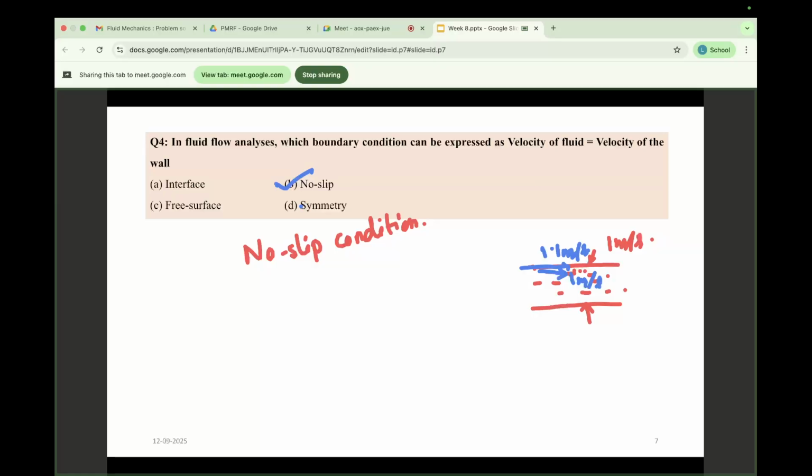And why are the other options not correct? The first option is the interface, which is the layer between two fluids. It doesn't guarantee that both fluids have the same velocity. It may happen that the first fluid has one velocity and the next fluid has another velocity.